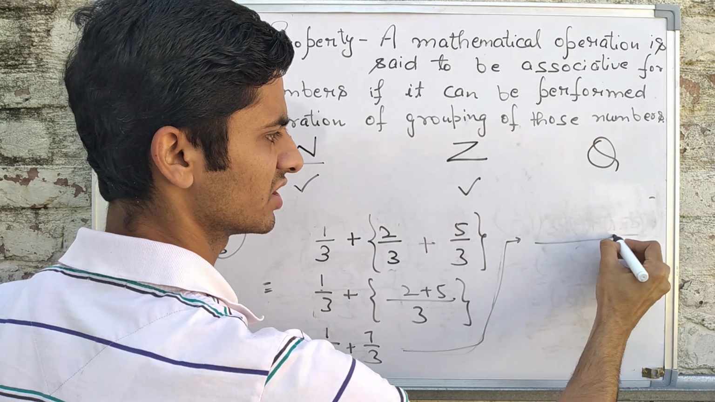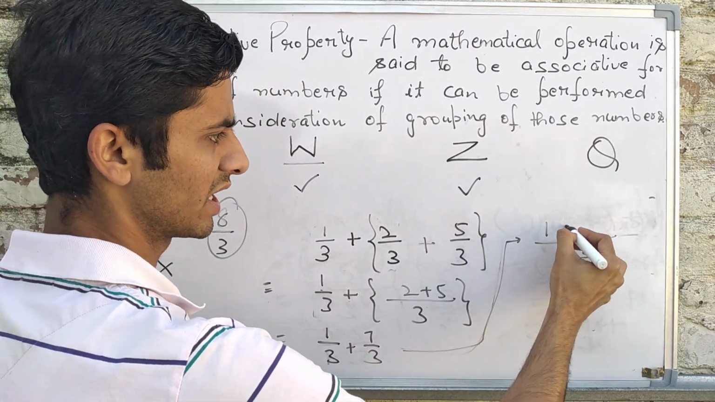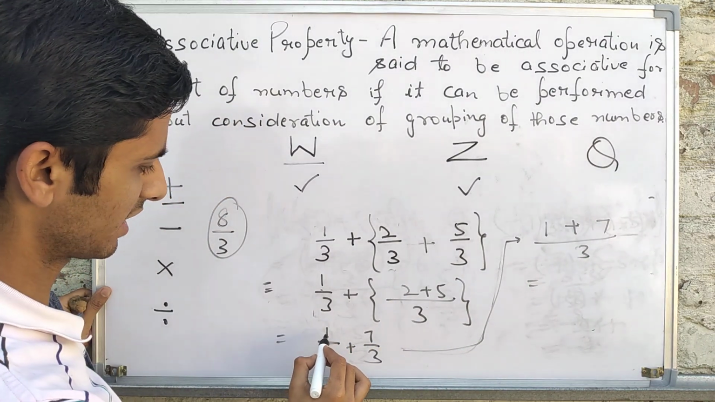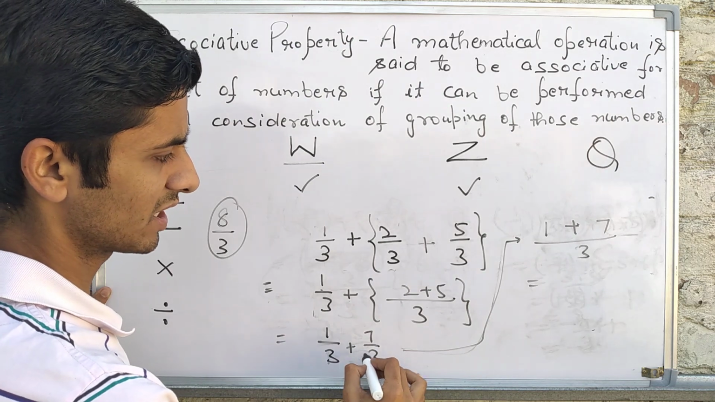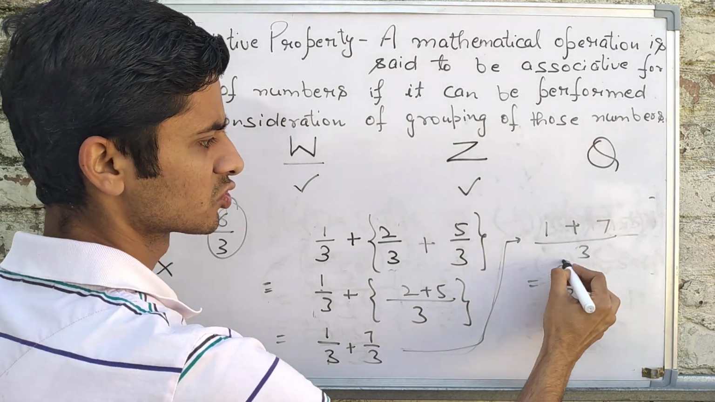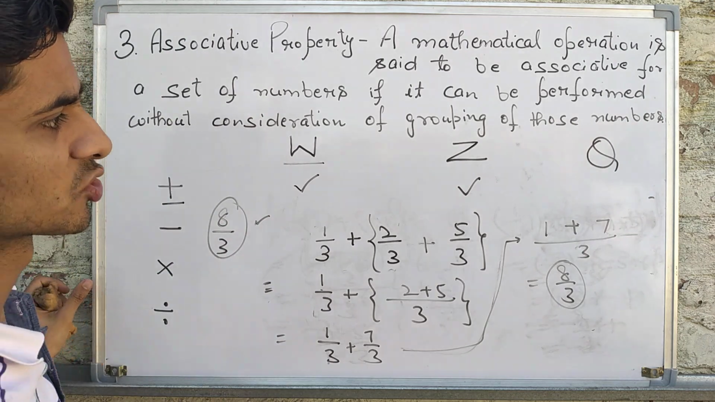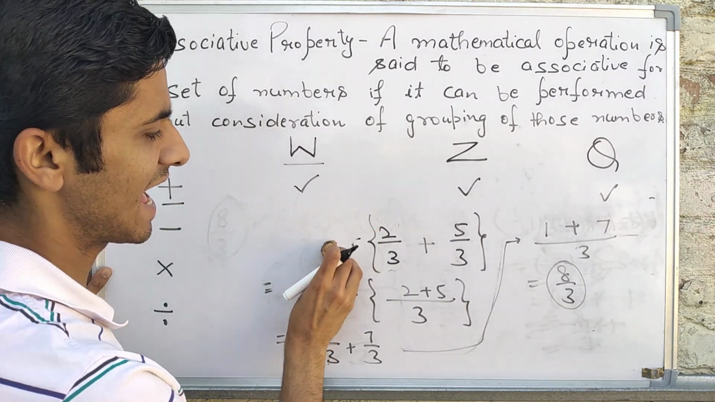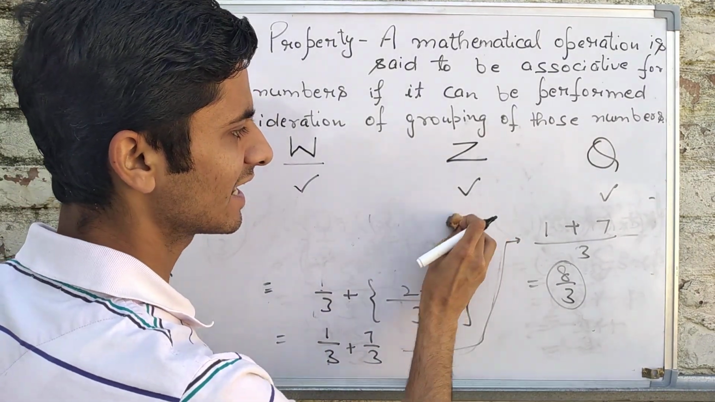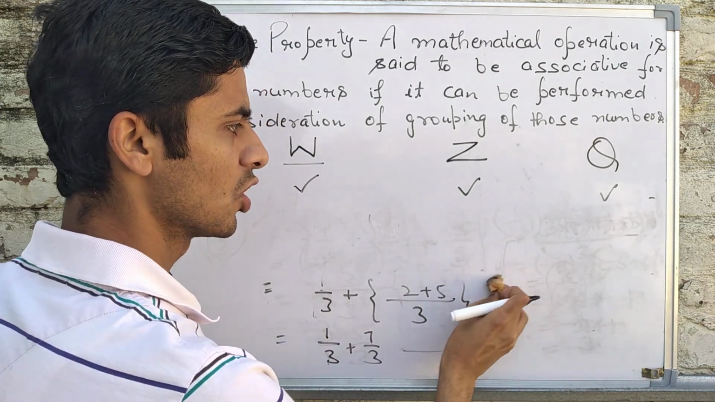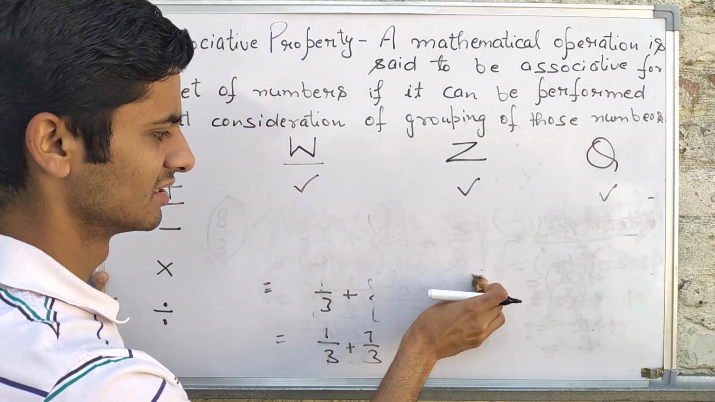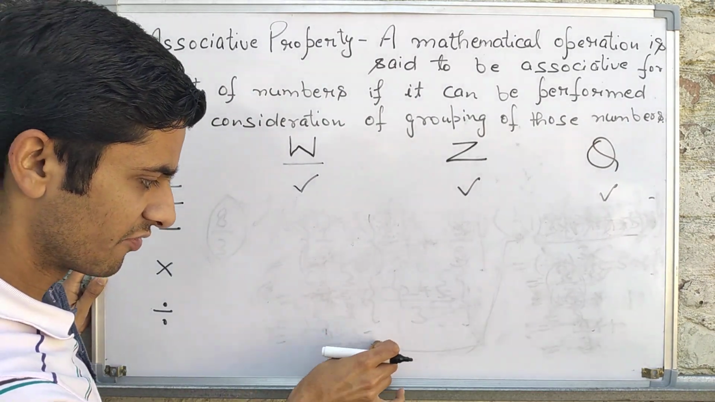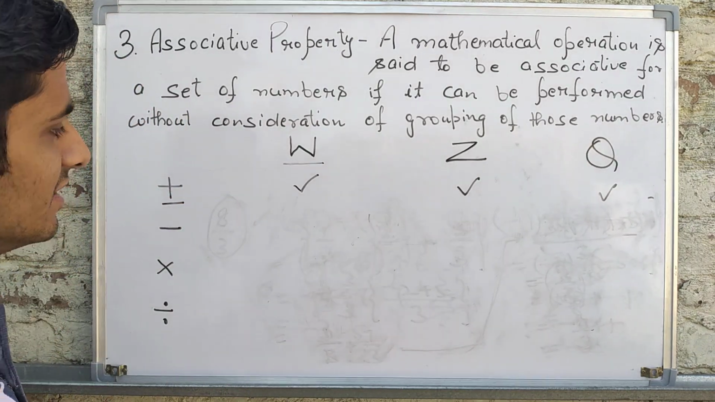Again, moving further, with LCM 3, 3 divided by 3 is 1, multiplied by 1 gives 1, plus 3 divided by 3 is 1, multiplied by 7 gives 7. So 8 upon 3. Here also you got the same result. So we can say that addition is associative for whole numbers as well. From here we got that addition is associative for the set of natural numbers. Obviously, when whole numbers are there, natural numbers are also there, as well as the set of integers and the set of rational numbers.